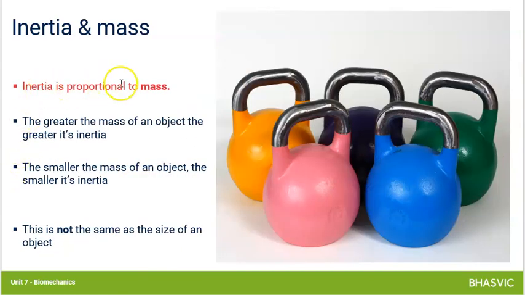So as I said, inertia is proportional to mass. The size of the inertia is directly linked to the size of the mass of the object. The greater the mass of the object, the greater its inertia. The smaller the mass, the smaller the inertia. That doesn't necessarily relate to size. You could have, for example, a golf ball, which is pretty much similar size to a table tennis ball. So the size is irrelevant, it's the mass that matters. A golf ball is a higher mass than the table tennis ball, just to be clear.